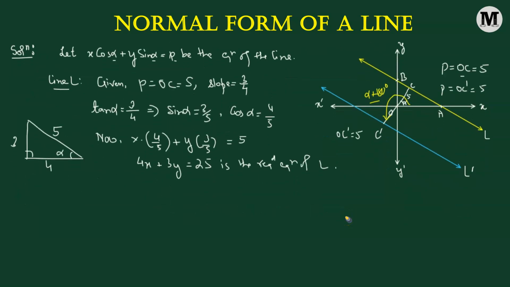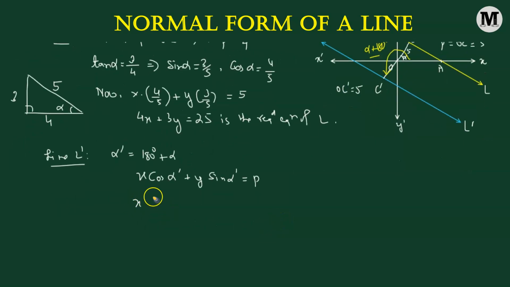Okay, next we will try to find the equation for the line L prime. So for line L prime, we have to consider alpha. Let's call it alpha prime, that is given by 180 degrees plus alpha, such that the equation is x times cosine of alpha prime plus y times sine of alpha prime, equal to the perpendicular distance p, which is 5 units. So in place of alpha prime we have 180 degrees added to alpha, and this is going to be equal to p, so that's 5 units.